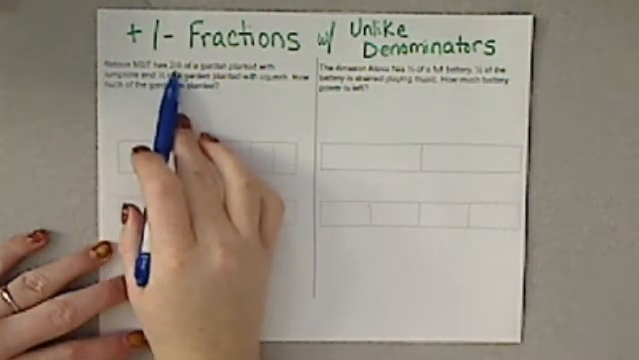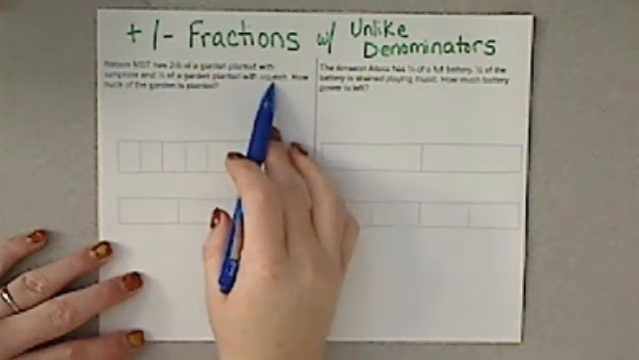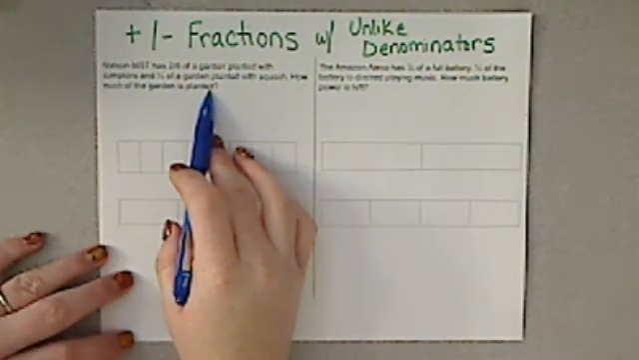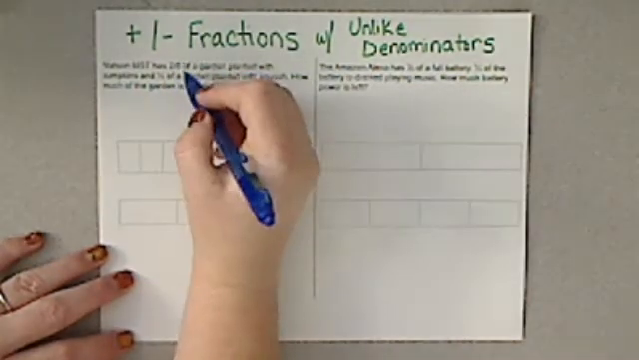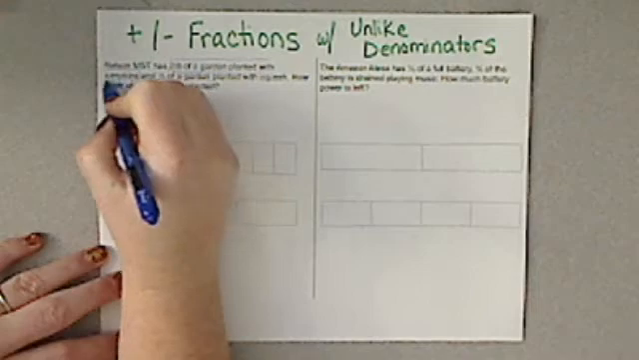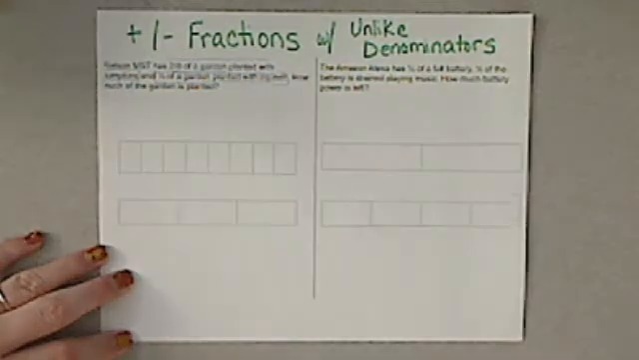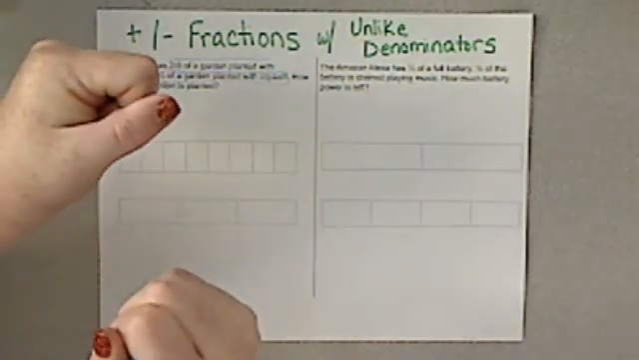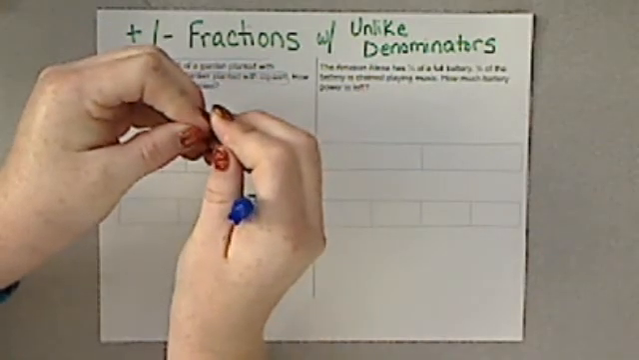Watson MST has 2/8 of a garden planted with pumpkins and 1/3 of a garden planted with squash. How much of the garden is planted? So the first thing I need to do is determine what I am doing with these. They've told us that 2/8 of a garden is planted with pumpkins, and 1/3 of a garden is planted with squash. This tells me they're giving me a piece, giving me another piece, and they want me to add them together to figure out the total.